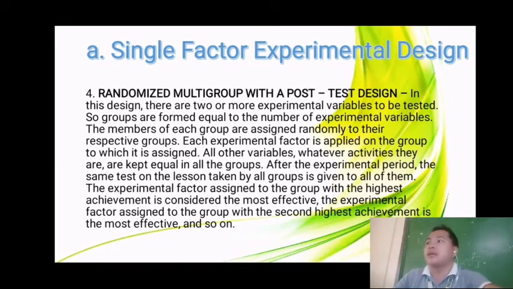suppose the three methods of teaching mathematics are to be tested. Methods A, B, and C. Three groups whose members are assigned randomly are formed. The numbers of members in the groups may be unequal, but for convenience, they should be made equal as much as possible. The three groups studying the same topic are taught under three different methods. One method assigned to one group.